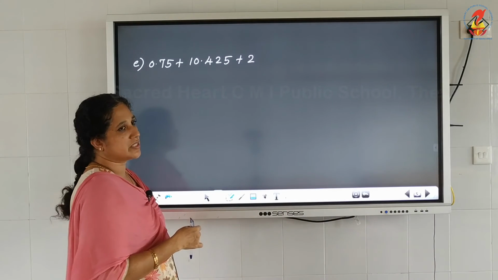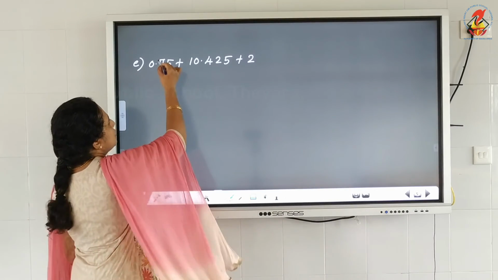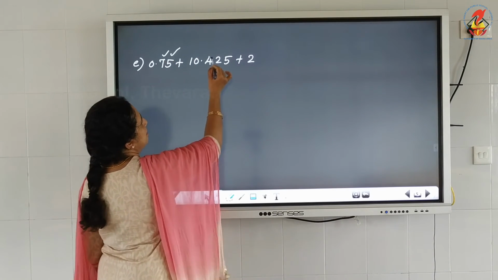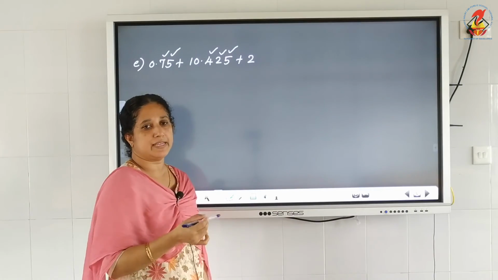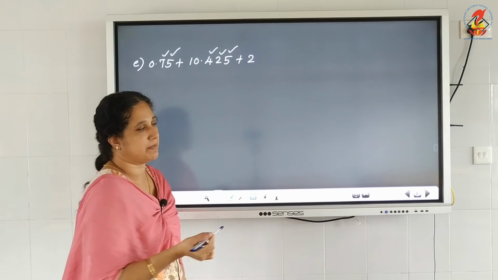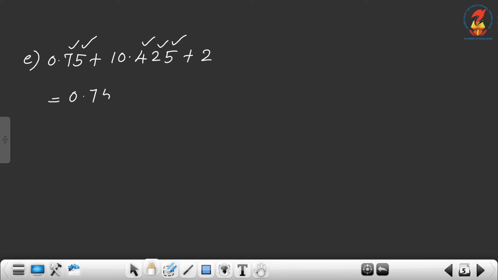Now the next number, 0.75 plus 10.425 plus 2. 0.75, 2 decimal places, 10.425, 3 decimal places, 2. 2 is a whole number. So we have to write 2 as a decimal number. Maximum decimal places is 3. So 0.750 plus 10.425 plus 2 we can write as 2.000, because the maximum number of decimal places is 3. Therefore 2 we can write as 2.000.